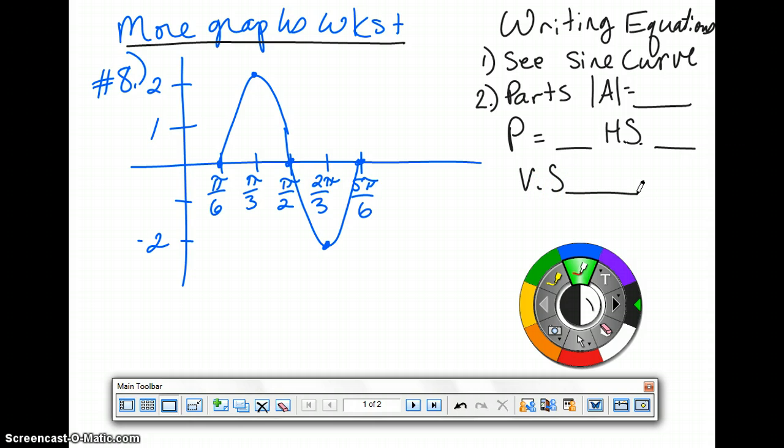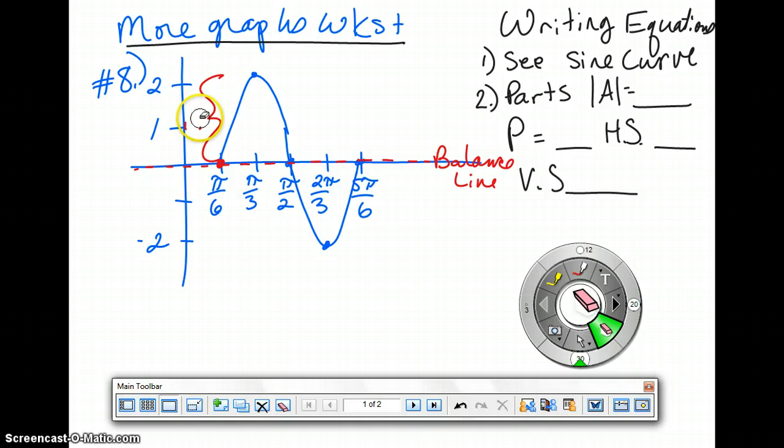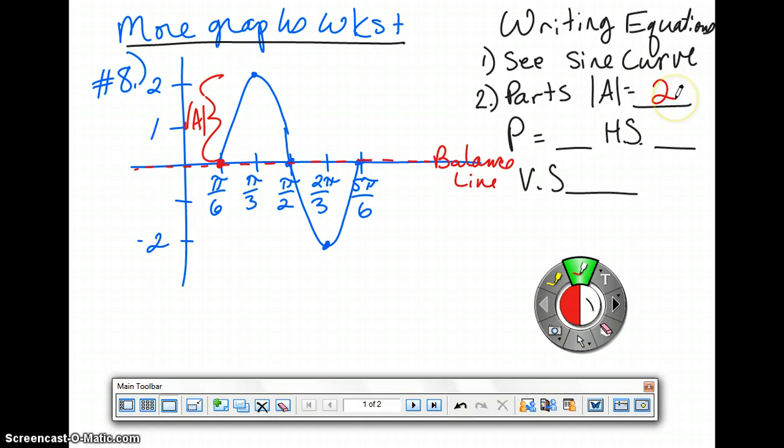So the sine curve that I'm seeing is starting right here at pi over 6. Okay? So our parts, the amplitude. So we can see right here that we have this balance line. And so your amplitude is what's going to be above or below that. So that's your amplitude, capital or lowercase, really doesn't matter, depends on your book. Make it clear though. There's your A. So that is a length of 2, so our amplitude is going to be 2.